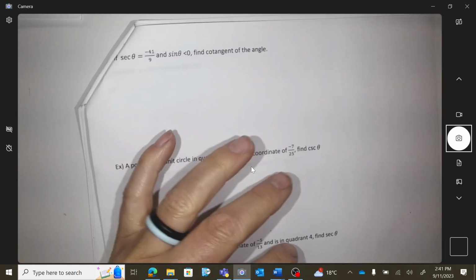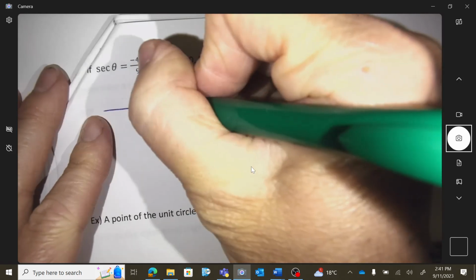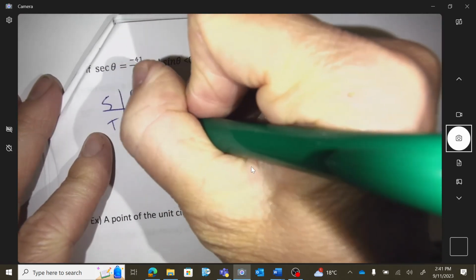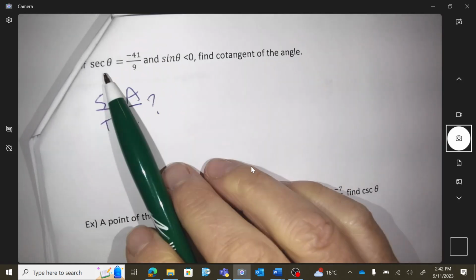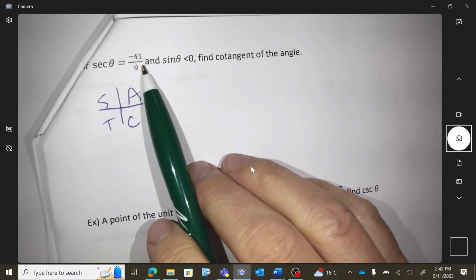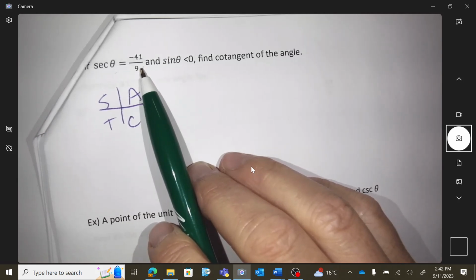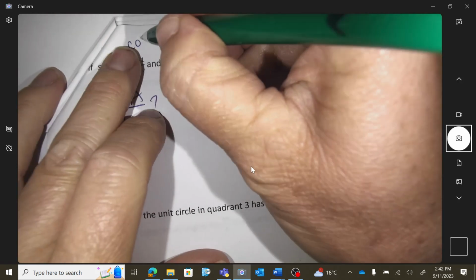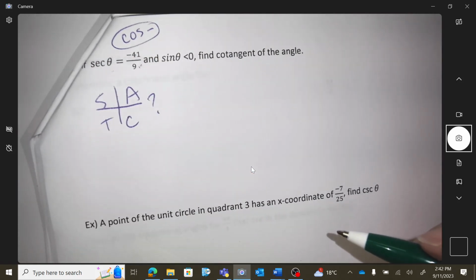Okay, this one is different because it didn't tell me what quadrant I'm in. So let's talk about ASTC here. I don't even know what quadrant I'm in. So it told me that secant is negative. If it's telling me secant is negative, it also will translate to the opposite, the flipped one. What's secant the flip of? Cos. So it's telling me that cos will also be negative. Give me some options. What quadrants could I be in?